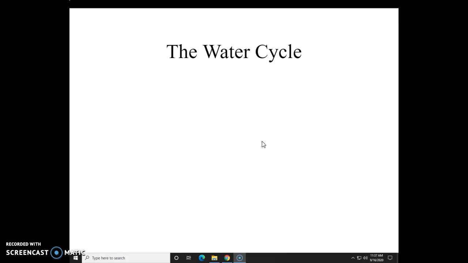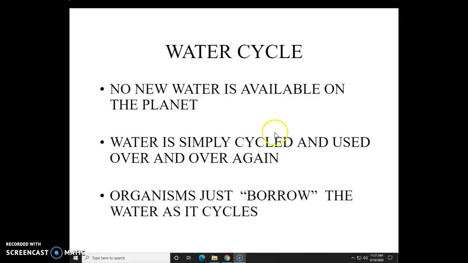So on your paper, I want you to write down how much new water is available. None. There is no new water available on our planet. And it's simply cycled and used over and over again. And organisms just borrow it. We borrow it as it goes through the cycle and we put it back out there. However, all organisms do, from plants, bacteria, humans, elephants, dogs, cats. We all just use it and put it right back in there.